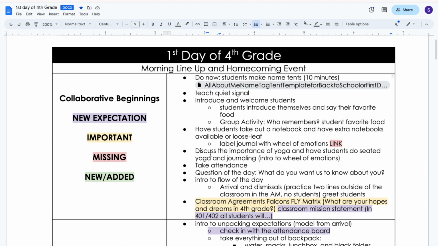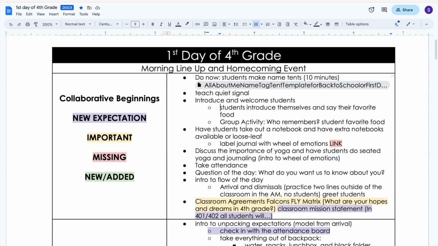So the next thing, I'm going to introduce and welcome my students into the classroom. I'm going to have each student introduce themselves and say their favorite food. And then we're going to play an activity called Who Remembers. Students who remember each other's name and favorite food will get a clap from me and maybe a sticker or something like that. It's just a little group activity.